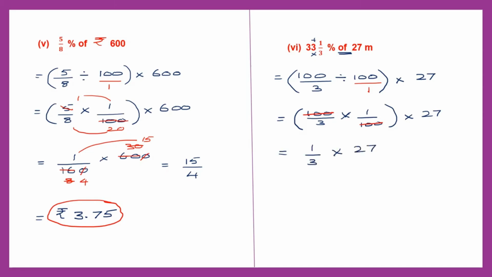So here also we can cancel 3 and 27. 3 ones are 3, 3 nines are 27. So now multiply what's in the numerator. We have 9 by 1, which is 9. Now what is the unit? Go back to the question. Now the question is 33 1 by 3% of 27 meters. So that is your unit, 9 meters. So we've written 9 meters and that is our answer.